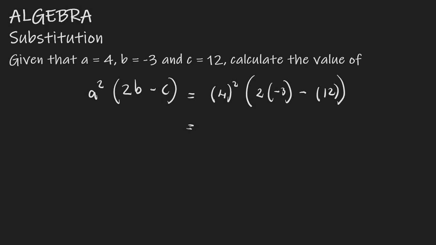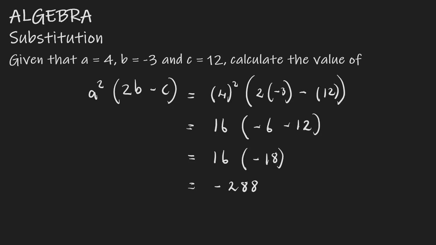Simplifying, 4 squared is equal to 16. 2 times -3 is equal to -6. Minus 12, of course, is minus 12. 16 is multiplied by -6 minus 12, that is equal to -18. And finally, 16 times -18 is -288. And that is my answer.